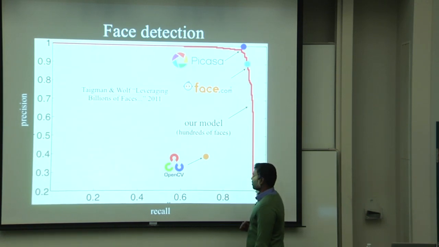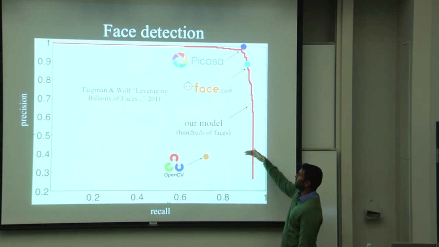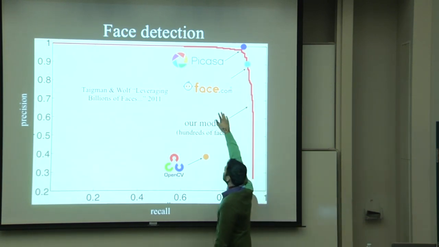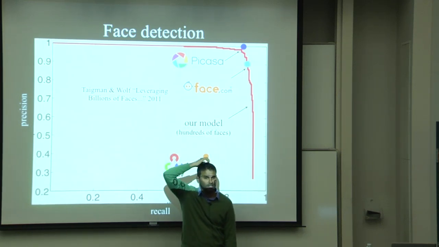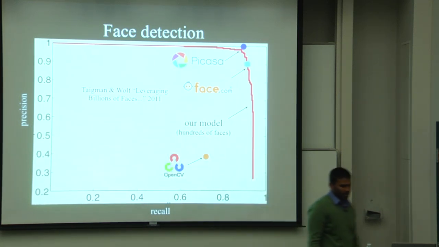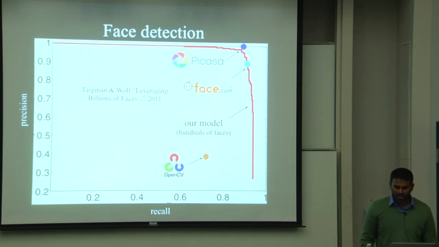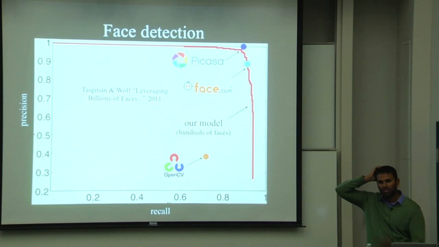And what perhaps is surprising is that the model we have is trained on hundreds of faces, versus there's evidence to suggest that these other models are actually trained with millions or billions of examples. It's kind of interesting to dig into what's actually happening here and why we get away with so little training data.